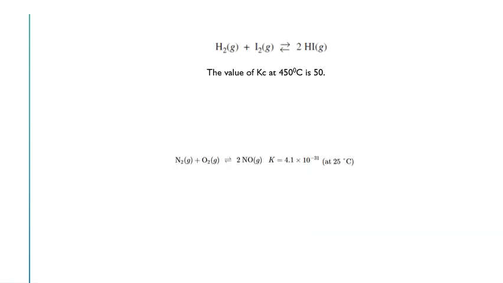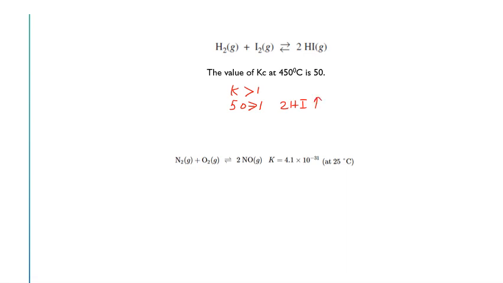Let's see these examples. In the first one, H2 plus I2 gives 2 HI. The value of Kc at 450 degrees Celsius is 50. So at equilibrium, what will happen? Let's look at the K value given. K is 50, which is greater than 1. So at equilibrium, we will have more product. That means HI will be more in this case.